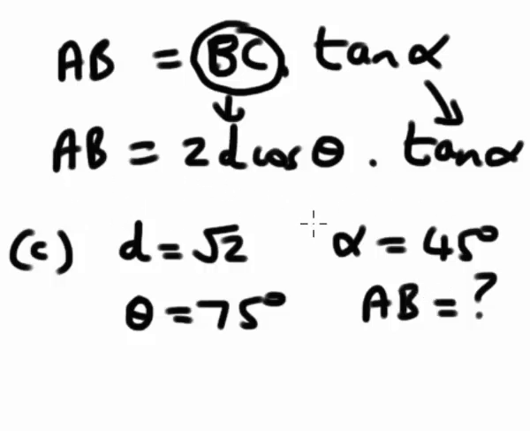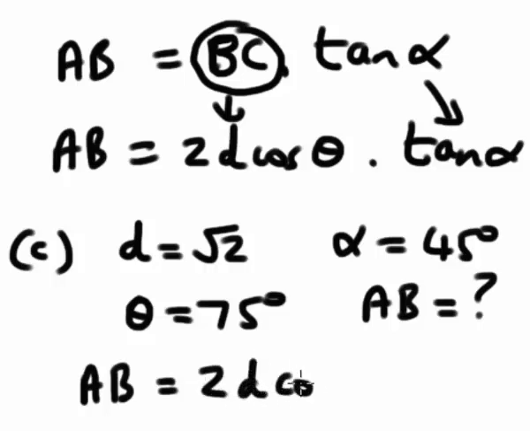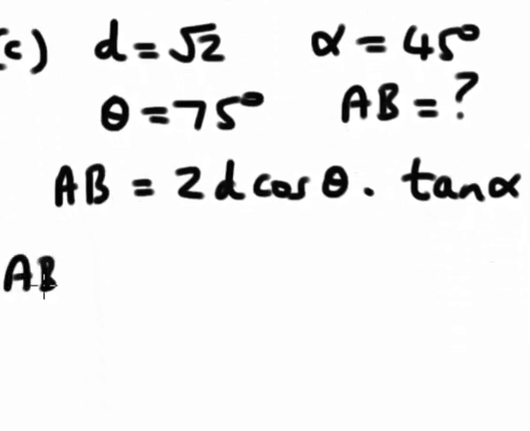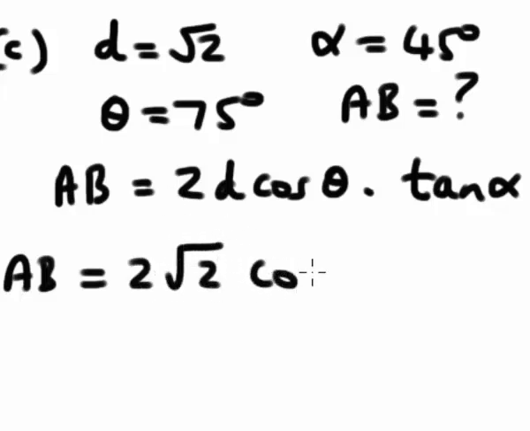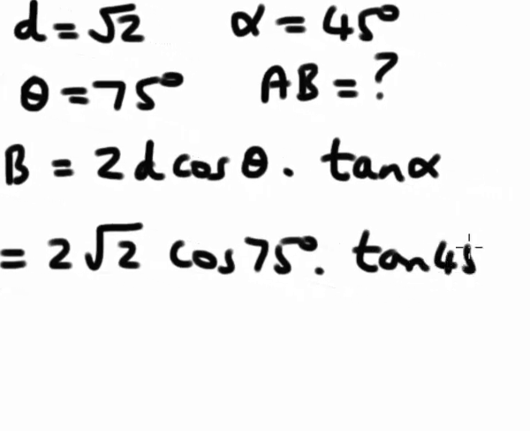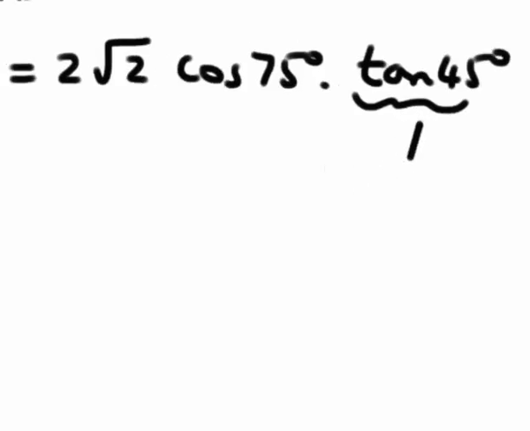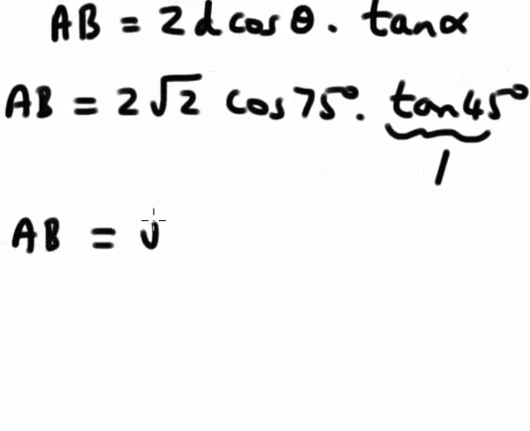But what do you know? You know that AB is equal to 2d cos theta tan of alpha. You know that from the previous part. So all we've got to do now is plug in the d, which is root 2, the cos of theta, which is 75, and the tan of 45, which is alpha. The nice part of tan 45 is it comes to 1. So that reduces this to 2 root 2 cos 75.